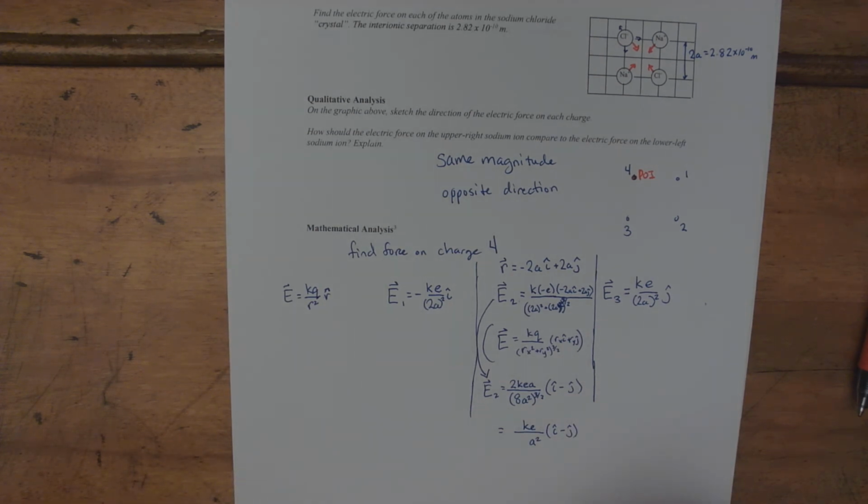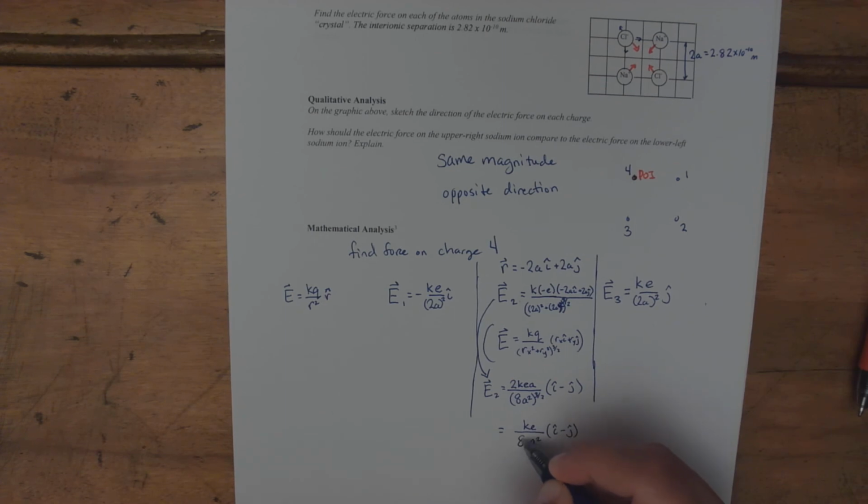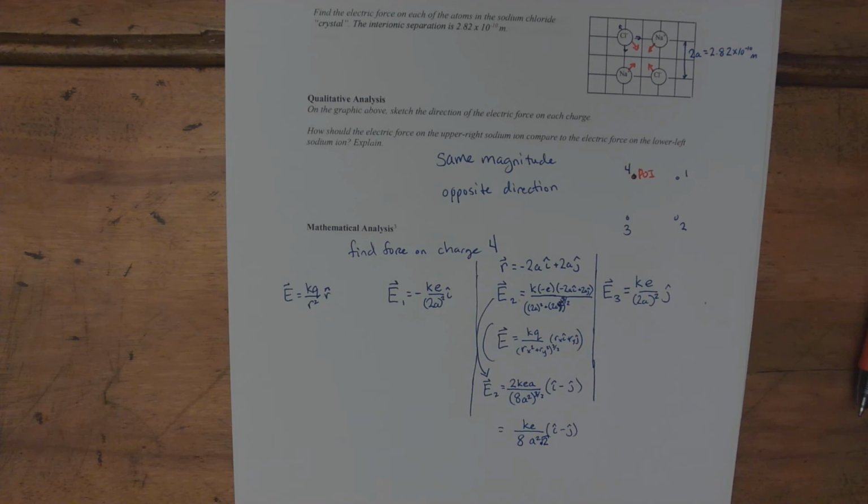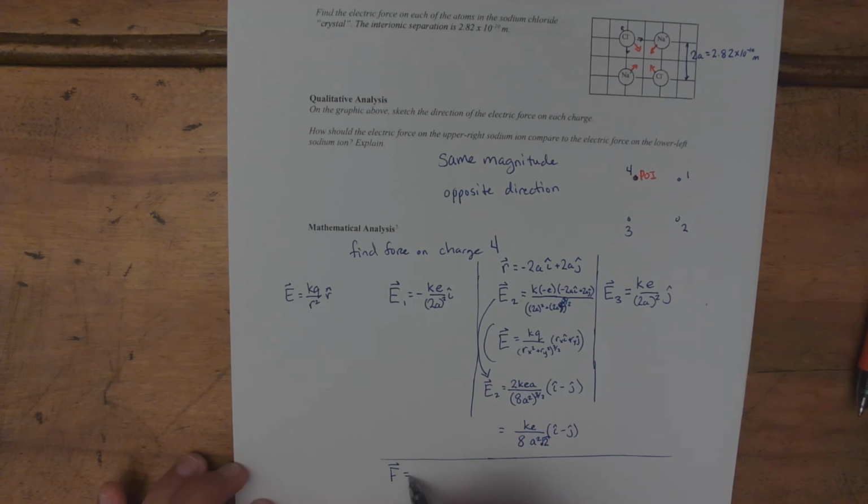And then, let's, 2 divided by 8 to the 3 halves is equal to 1 over 8 times the square root of 2. And you can just take my word for that, or you can check to make sure that that's true. And I'm going to leave E2 like that. And then remember that the force is equal to the charge times the net field.